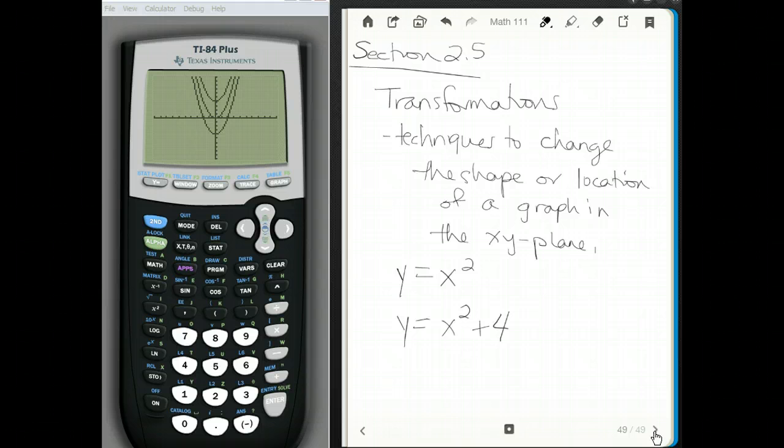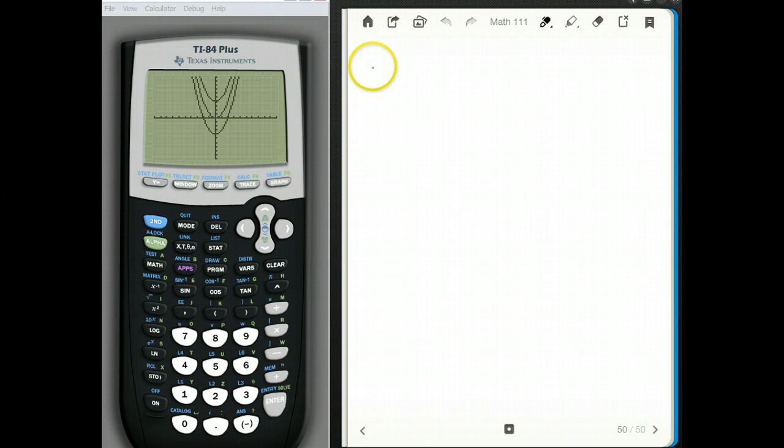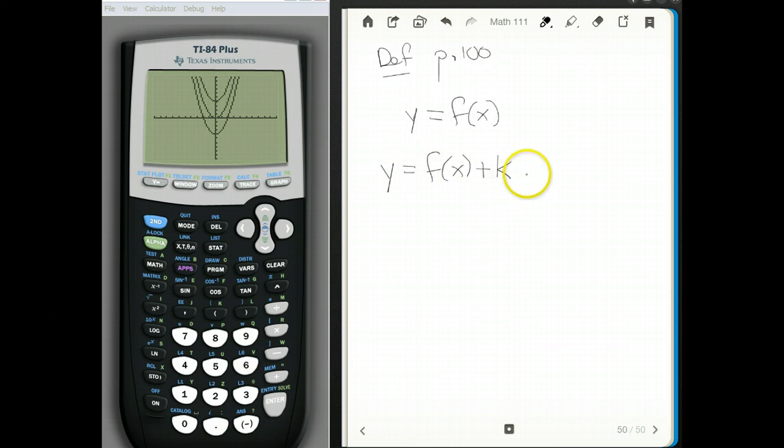So let's make an actual summary for that, and your book outlines a definition on page 100. There's a little definition on page 100, but I can summarize it for you here. If we have an equation like y equals f of x, some kind of a function, and we take that function and add to it a number k, where k is a real number, and I think I'd like to have k be positive also, just to make things easy.